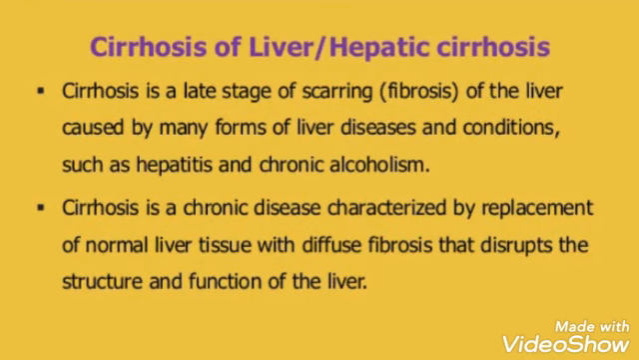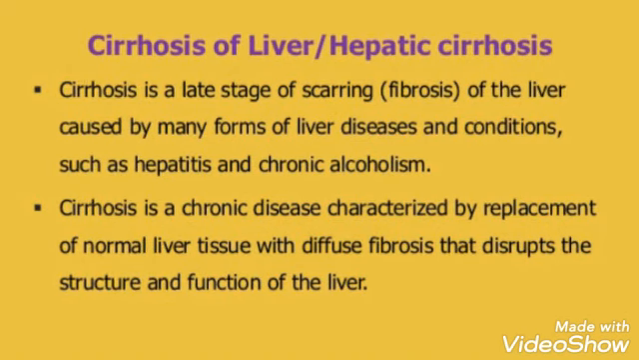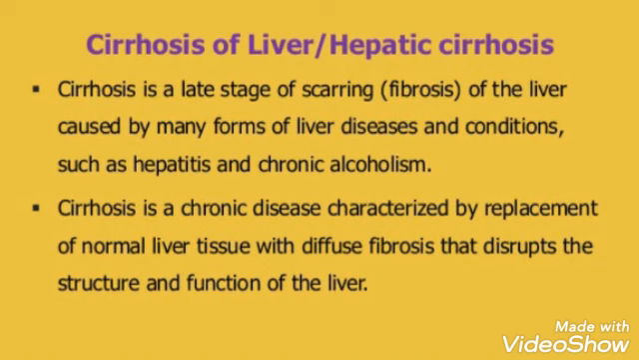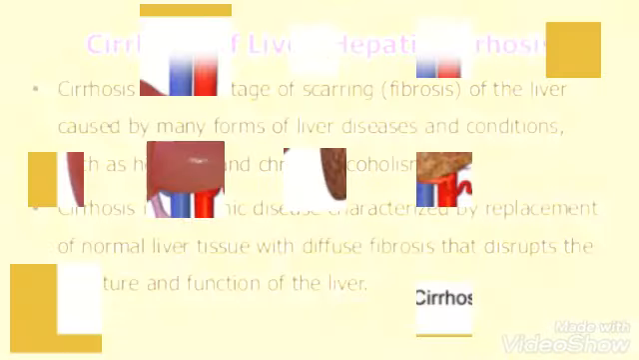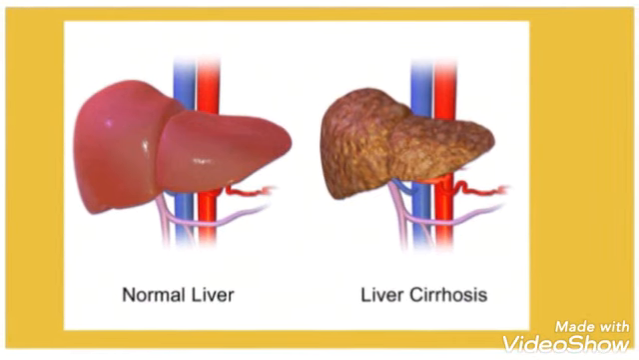Whenever you get any injury, you can see your skin gets removed. The same thing happens in the liver due to a disturbed or abnormal life pattern. The liver becomes sclerotic and a scarring process happens, that is called fibrosis, due to which the liver starts to get damaged. You can see here the differences between the normal liver and how the cirrhotic liver looks.